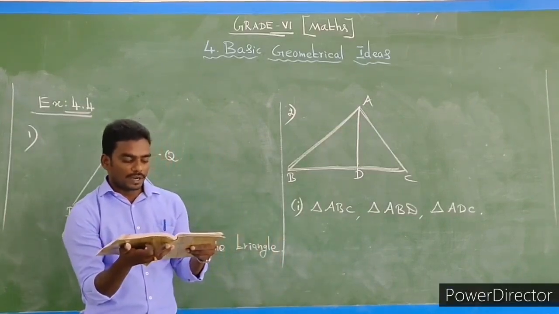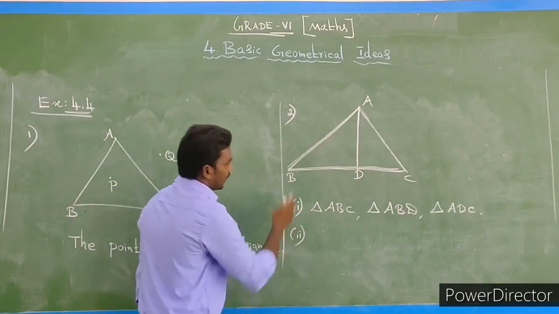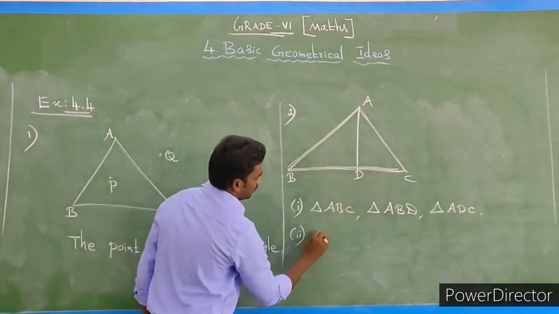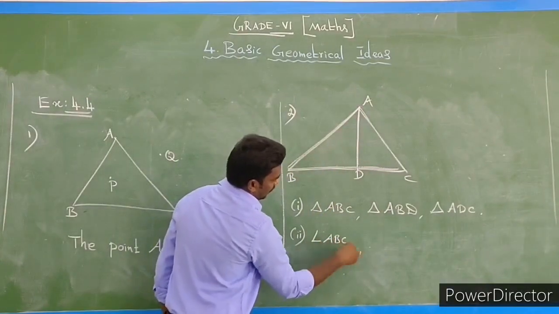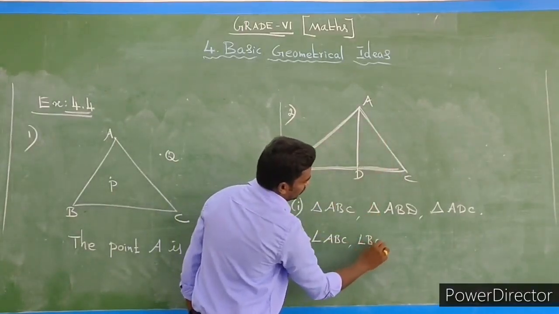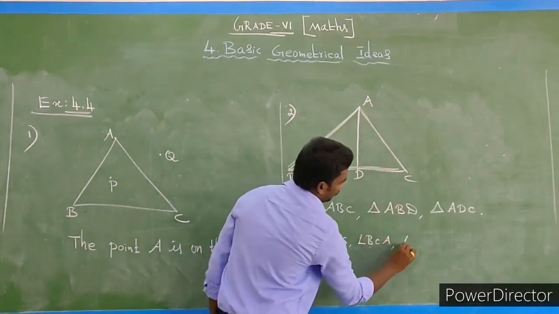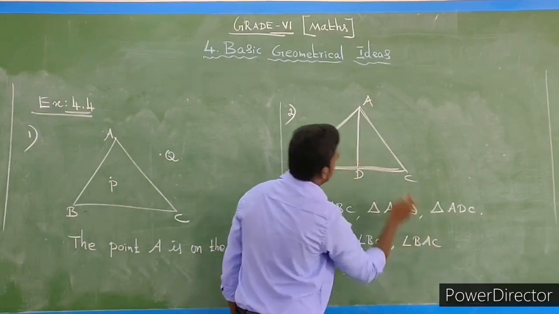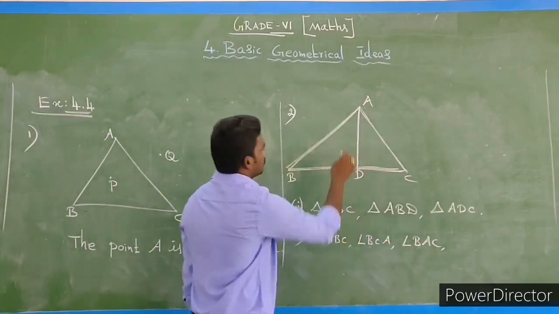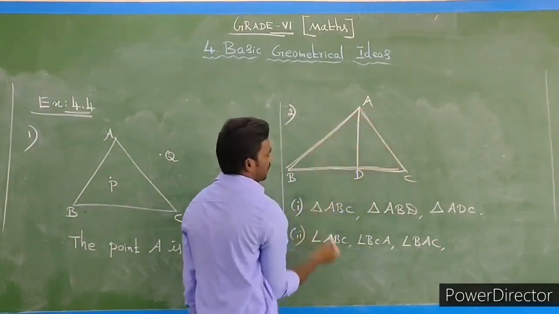Second one, write the names of the seven angles. So what are the seven angles here? First one is angle ABC. Next angle BCA. Next angle BAC. So these three angles lie in the triangle ABC. So ABC is one angle, BCA is another angle, and CAB is the third angle.